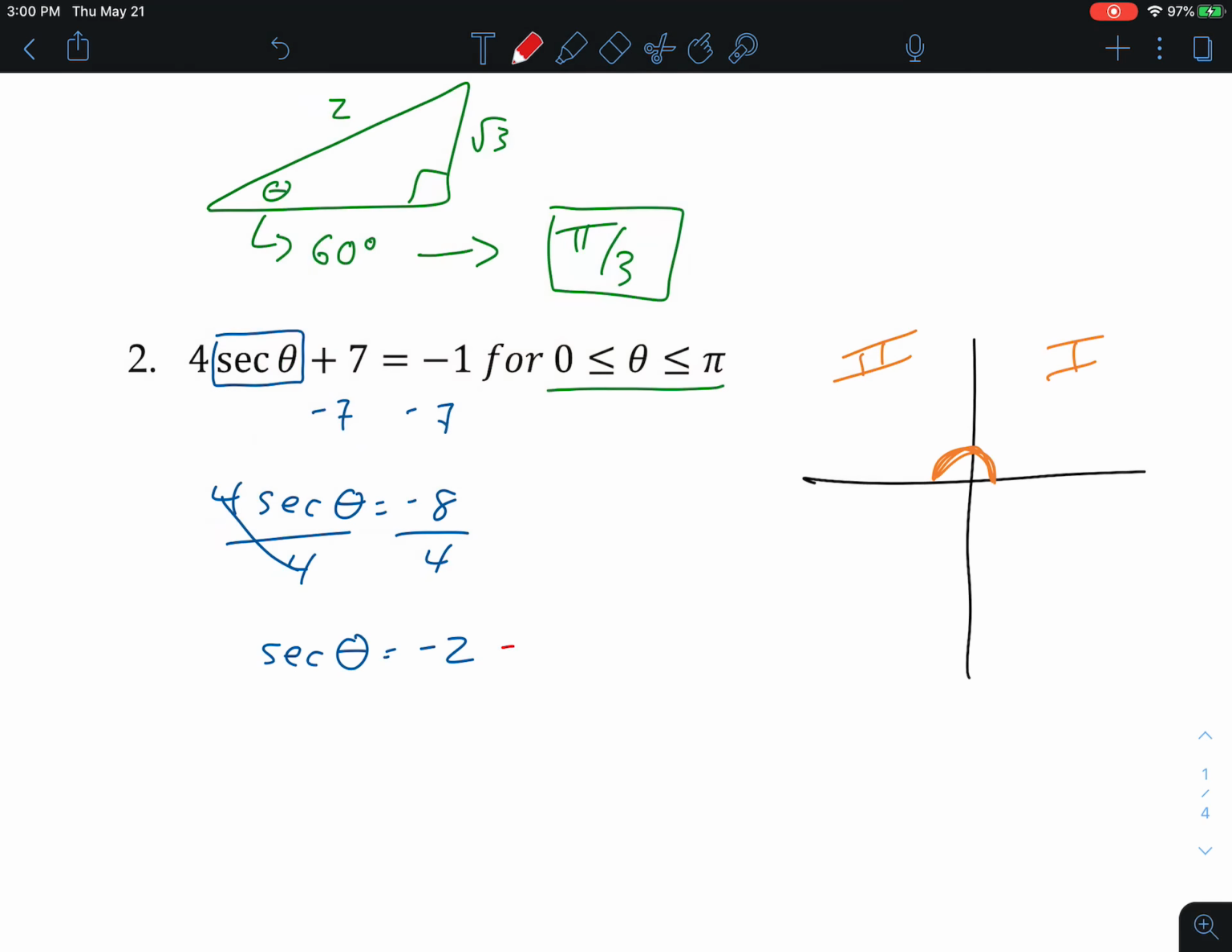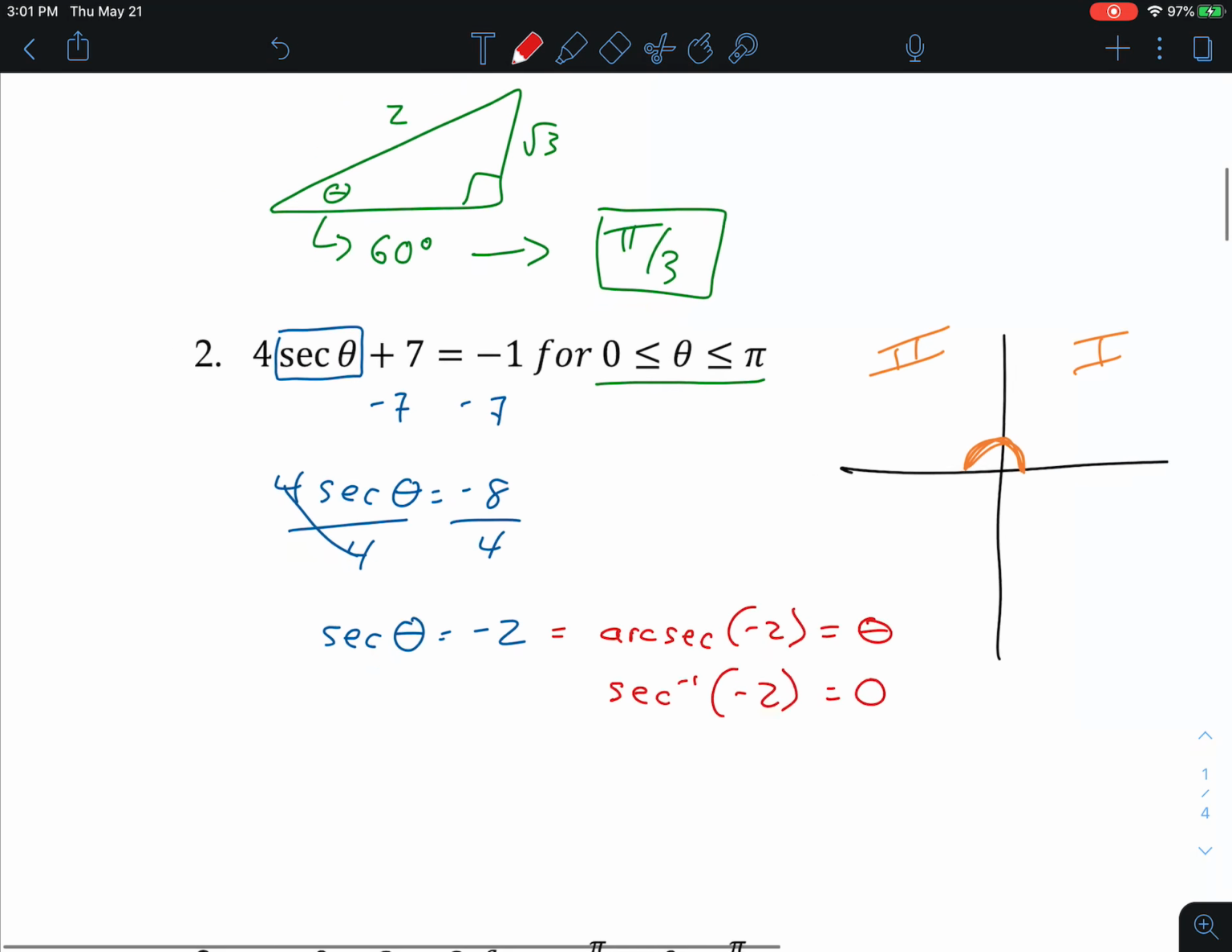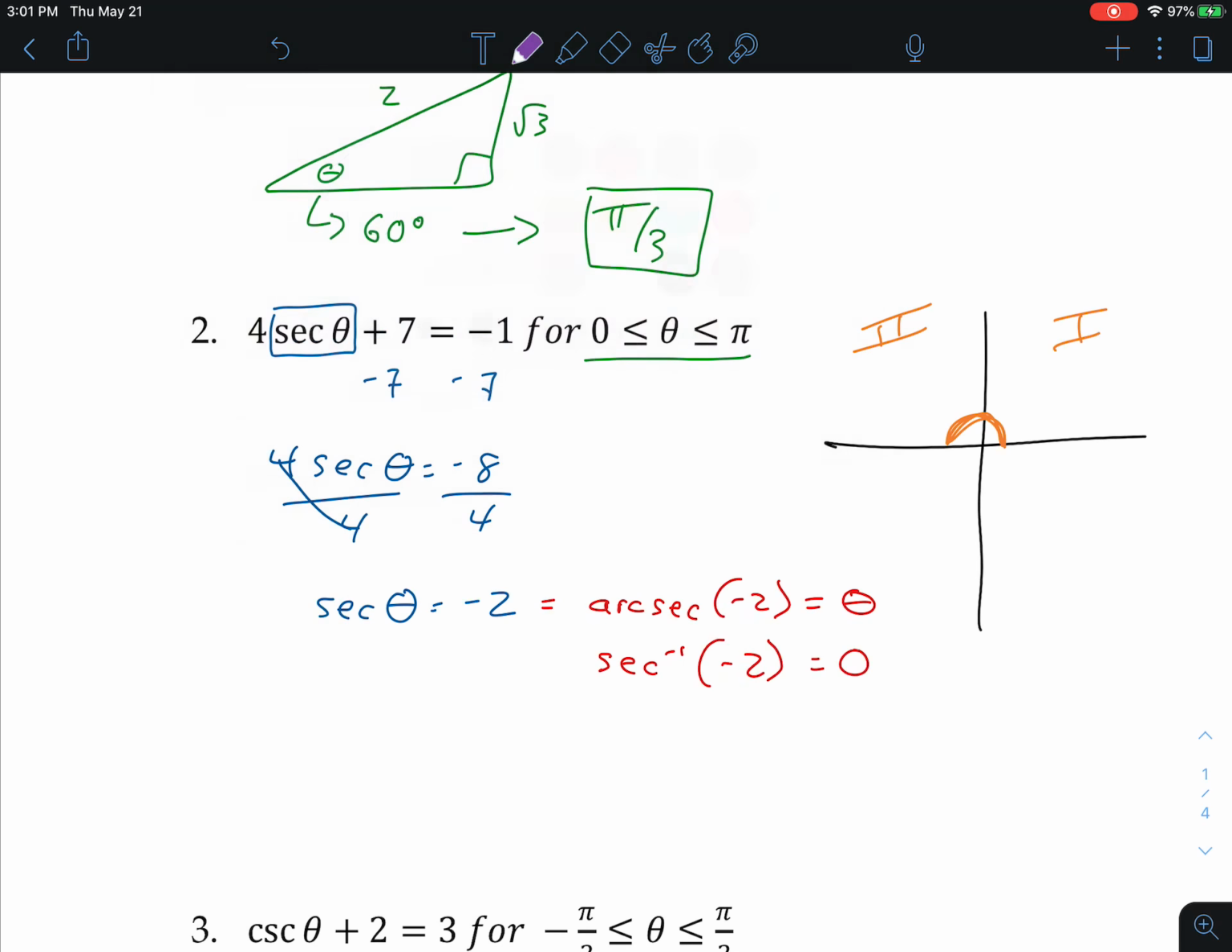Okay, I have isolated my secant. Again, we saw that this is the same as arc secant of negative 2 is equal to theta, or this is the same as secant negative 1 of negative 2 is equal to theta. The other thing we know from this, which is kind of beneficial, is secant of theta is 1 over cosine of theta.